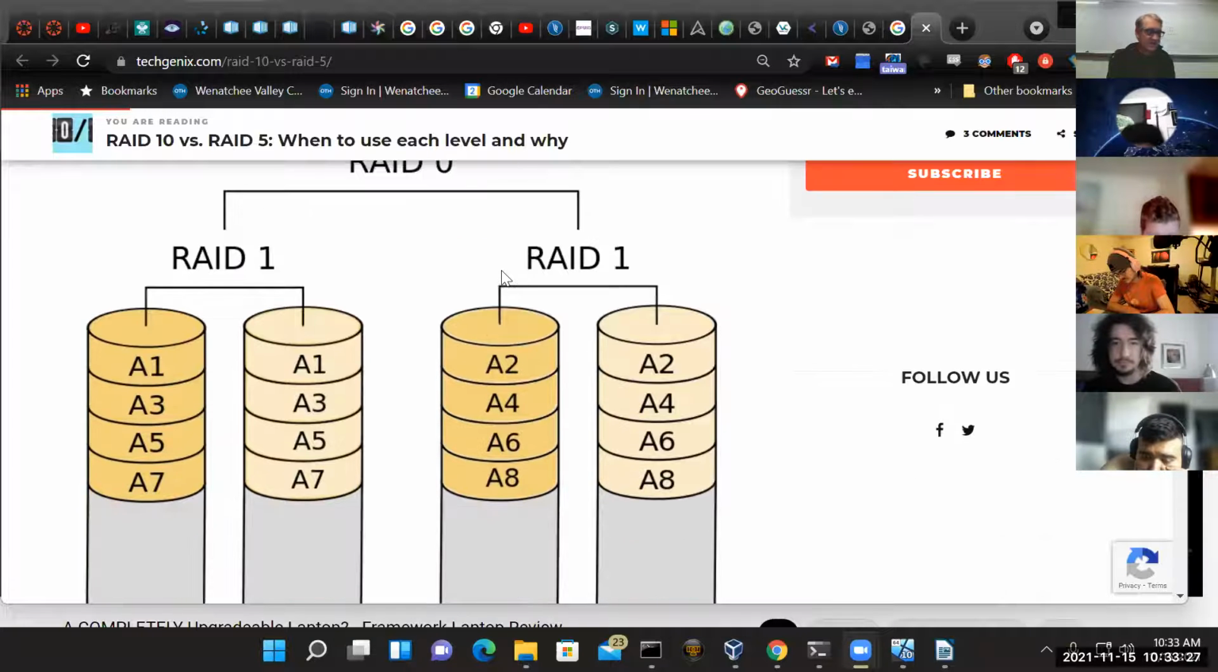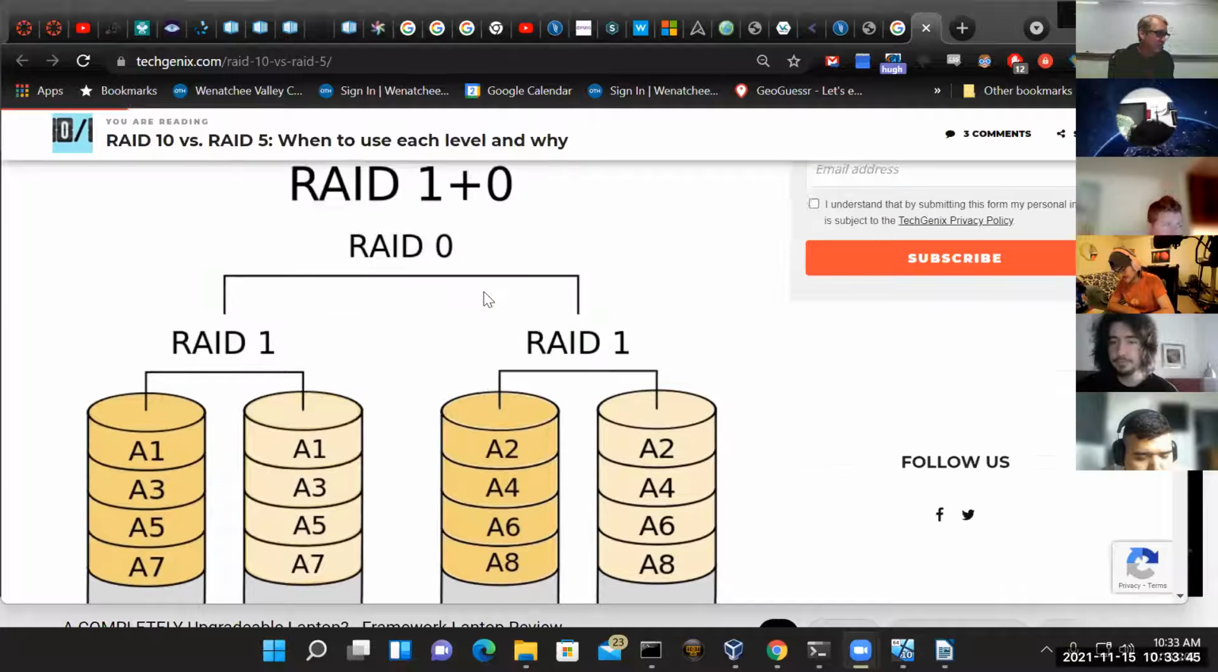But striping is basically done for performance reasons. So RAID 0 is striping, doesn't provide any redundancy. You're taking the controller and it's writing to both drives at once, or very close to simultaneously, and reading from both drives at the same time. So you're doubling or almost doubling your read-write performance.